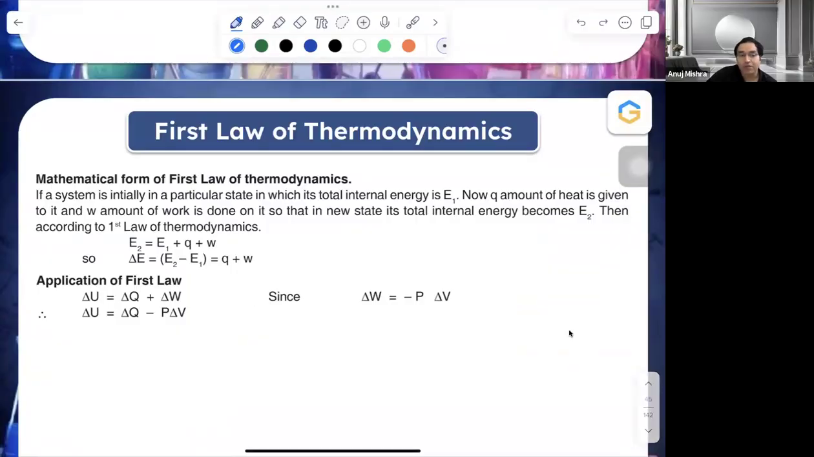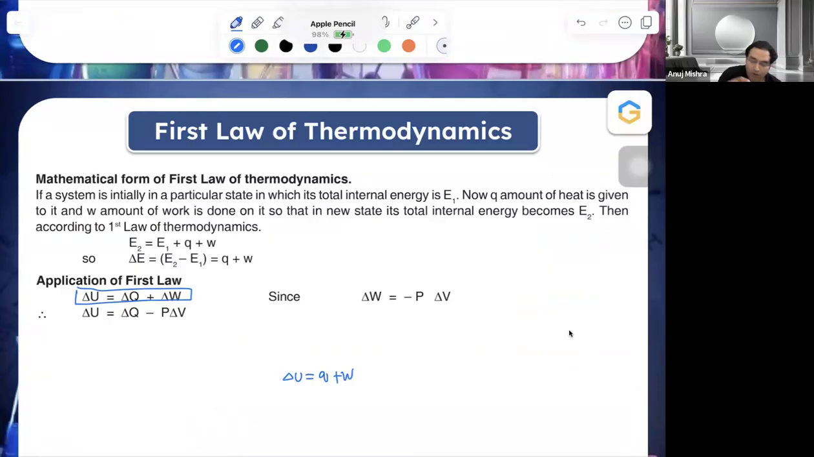So the mathematical form of the first law is delta U is Q plus W. Delta U is Q plus W. Now come back.